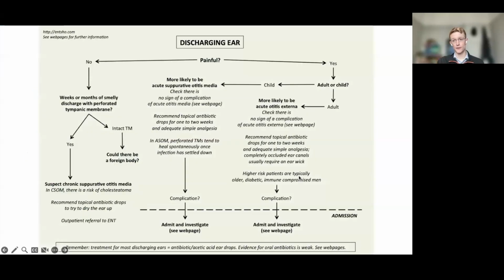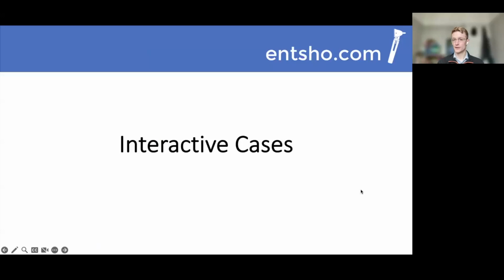And then this is just a little flow chart. You can get these on ENTSHO, either the website or the app, and it helps you run through what we've just talked about: painful or not, then following through adult, child, and checking for complications and whether they need admitting or not. Okay, so now we've got some interactive cases just to put everything we've just talked about into practice.